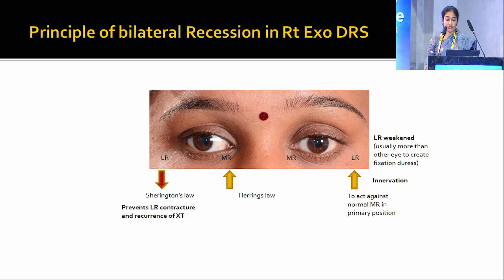So what this also helps with is not just correcting the XT, but it also will prevent an LR contracture and a recurrence of XT. And this is why we also do it asymmetric. So in the Duane's eye, we cannot do too much, as there's already an abduction limitation. So we cannot do too much of LR recession here.